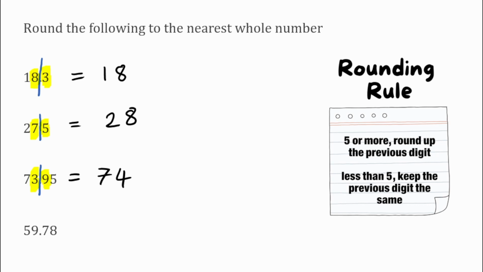Okay, for this next example, we've got 59.78. So again, I'm going to put that line through the decimal point, and I'm focusing on this first digit after the line. Well, it's a 7, so that means we're going to round up the previous digit. In this case, the previous digit was a 9. So when I round up that 9, it's actually going to become 10. So when we round the 9 up to 10, all we have to do is put a 0 in the units column, and then we're going to carry over the 1 into the tens column. So the 5 would now become 6. So 59.78 would round up to 60, which we can clearly see is the nearest whole number.